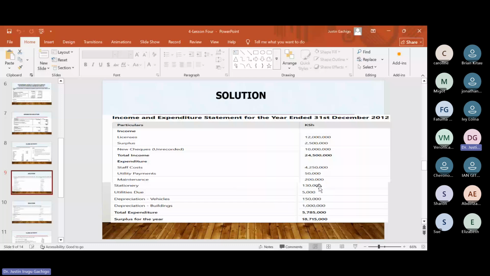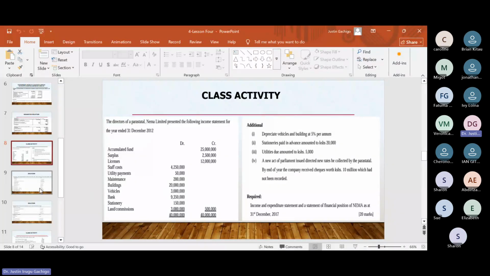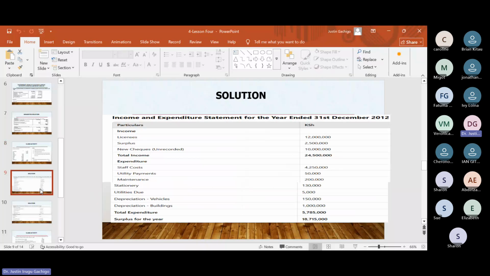Then I say that we do the depreciation for motor vehicle. We have been given the rate. The rate for depreciation is 5%. So if you get 5% times 3 million, you're going to get 150. And if you get 5%, you multiply by the building. The building is 20 million. I'm sure you are going to get 1 million. So then you get the total expenditure, which is this amount here.